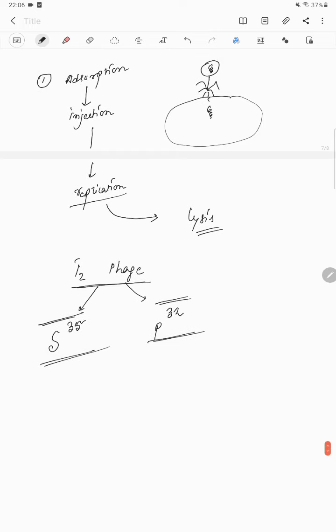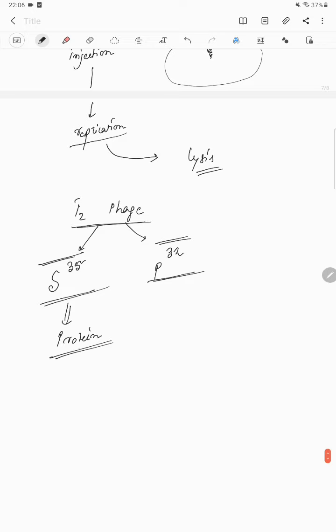Now appreciate the fact that sulfur is generally present in protein. Which protein? We know that protein is made up of amino acids. Now there are some sulfur containing amino acids. What are these? These are cysteine and methionine. So we will find sulfur 35 in the cysteine and methionine amino acids. So sulfur 35 is generally present in the protein.